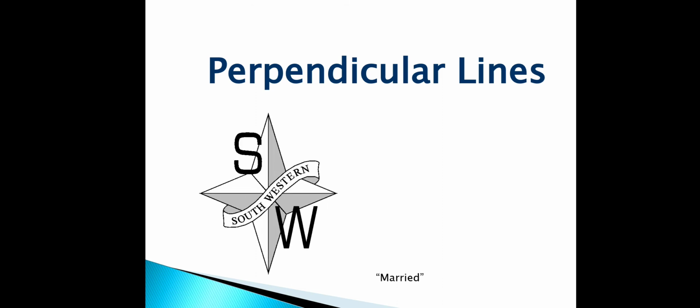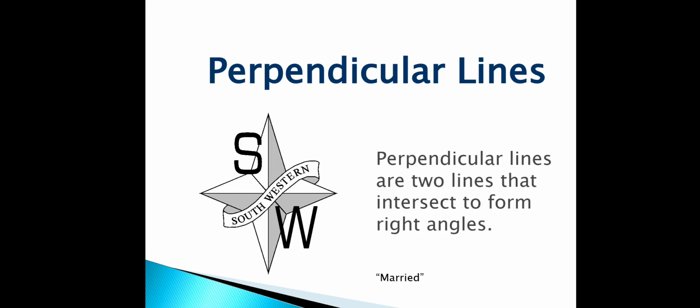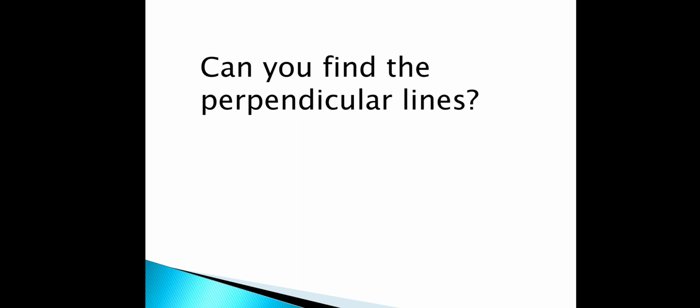Perpendicular lines, the third relationship between two straight lines. Perpendicular lines are two lines that intersect to form a right angle. They must form four right angles. A right angle equals 90 degrees. Can you find the perpendicular lines?